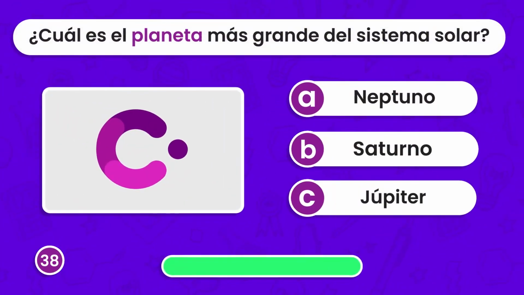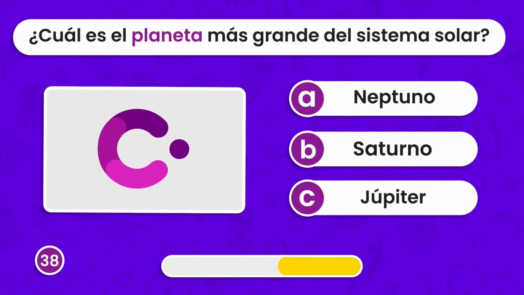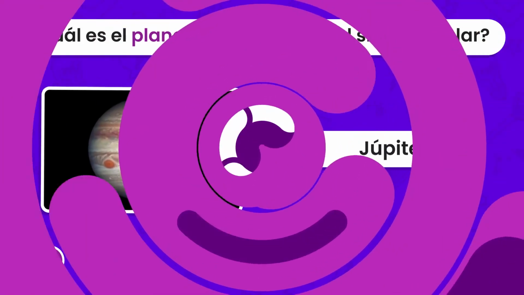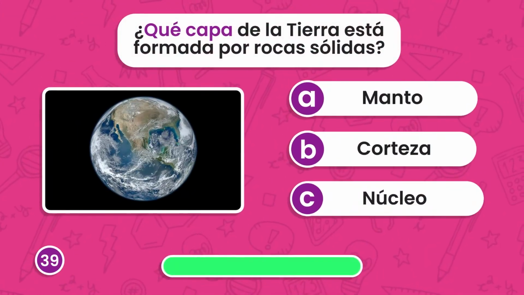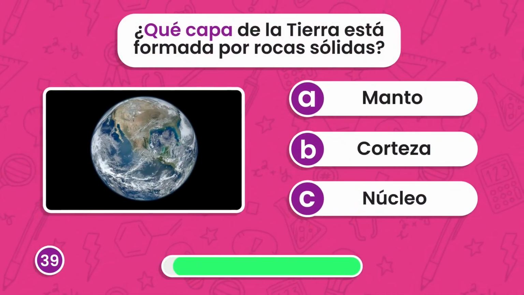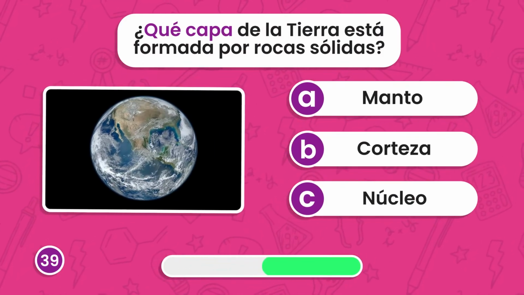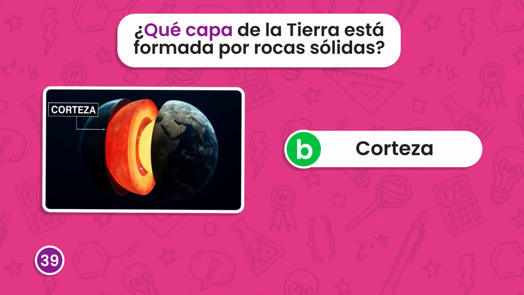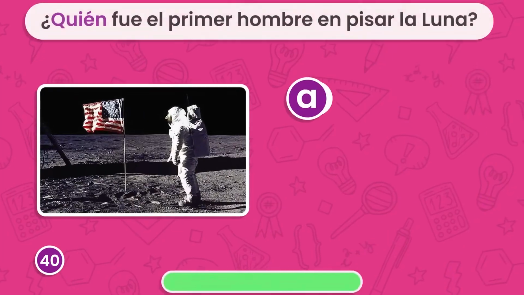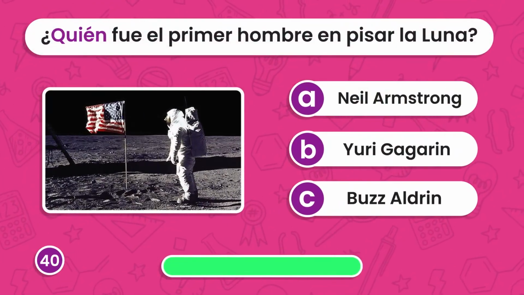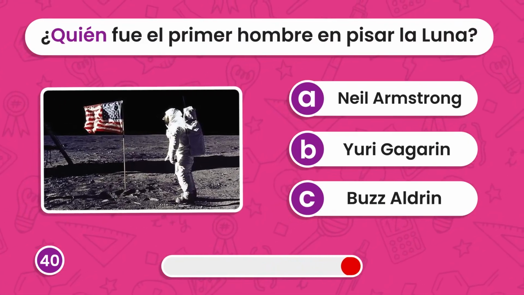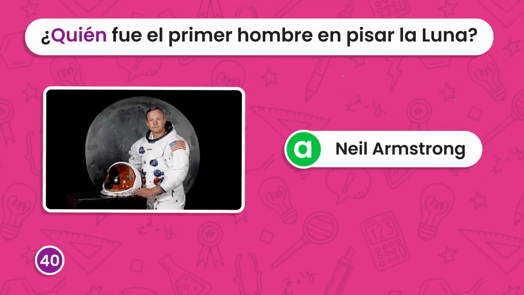Which is the largest planet in the solar system? Jupiter. Which layer of Earth consists of solid rock? The crust. Who was the first man to set foot on the moon? Neil Armstrong.